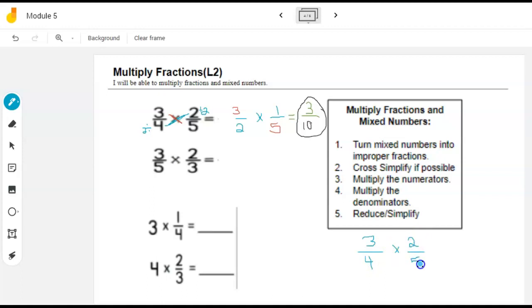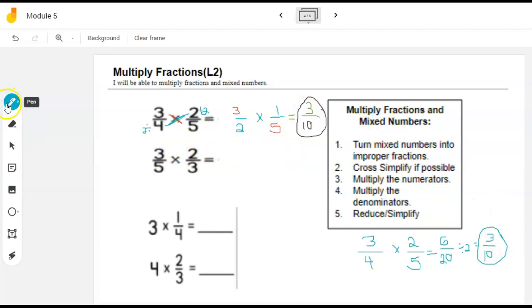Okay, and the reason we cross simplify is just so that the numbers stay smaller. So this will be 6, this will be 20. Because I didn't cross simplify, I'll have to divide at the end. So I should divide by 2, and I get 3/10, which is what I got before. So I can reduce at the end or at the beginning, but I will have to do it at one point.